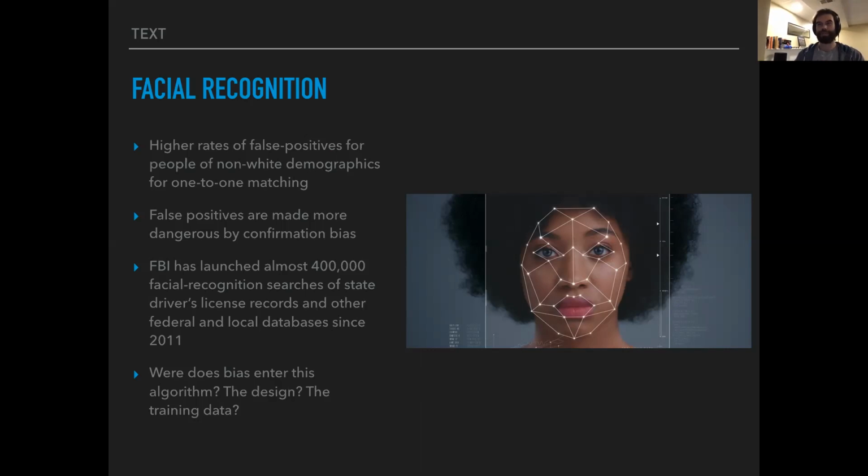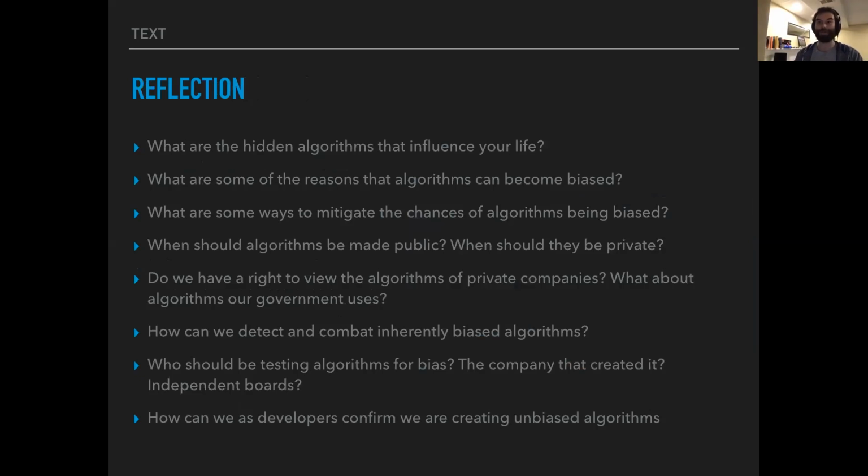And the reason I believe this to be so dangerous is that it can feed into confirmation bias, whereas now the detectives can try to fit the evidence to make the crime fit this person that the algorithm spit out to them, even though they might be perfectly innocent. And my question with these facial recognition algorithms is, where does bias start to enter into the algorithm? Is it in how the algorithm's designed, how it's architected by the developers, or does bias enter in the data that we use to train these machine learning algorithms? And then I have a whole bunch of reflection questions if y'all want to have a discussion.